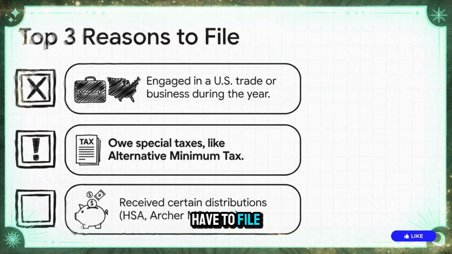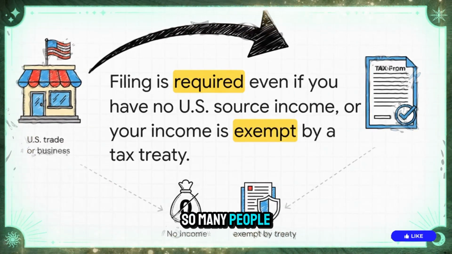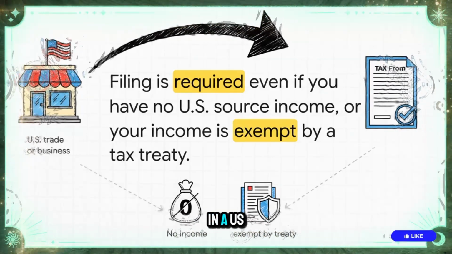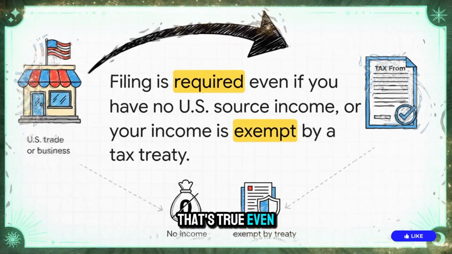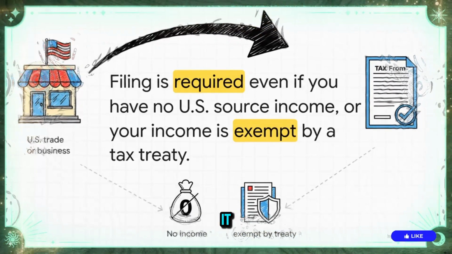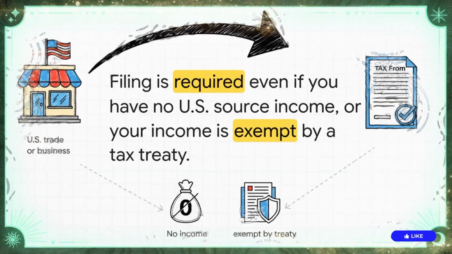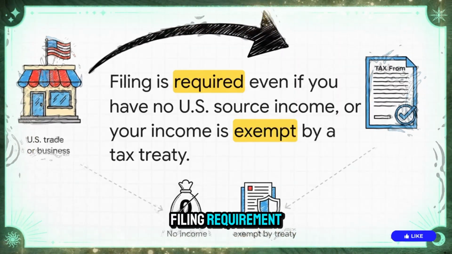You have to file. And this is a really crucial point that catches so many people by surprise. Just the act of being engaged in a US trade or business is the trigger. That's true even if you made $0 from it, or even if a tax treaty says that income is tax exempt. It's the activity itself that creates the filing requirement.